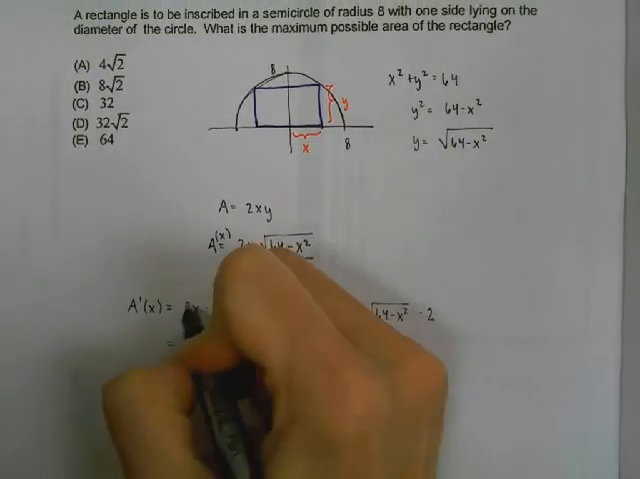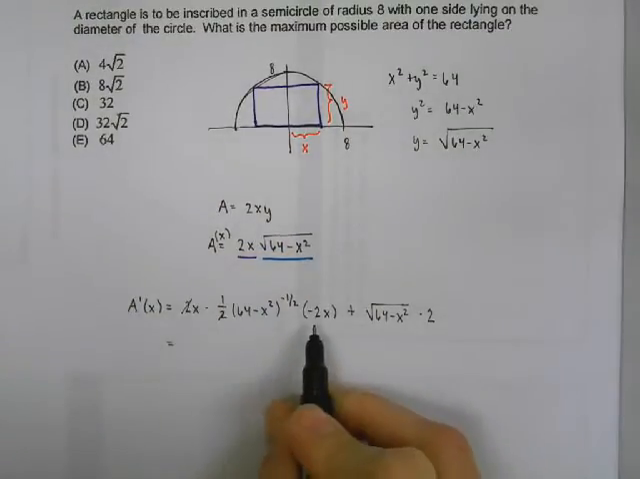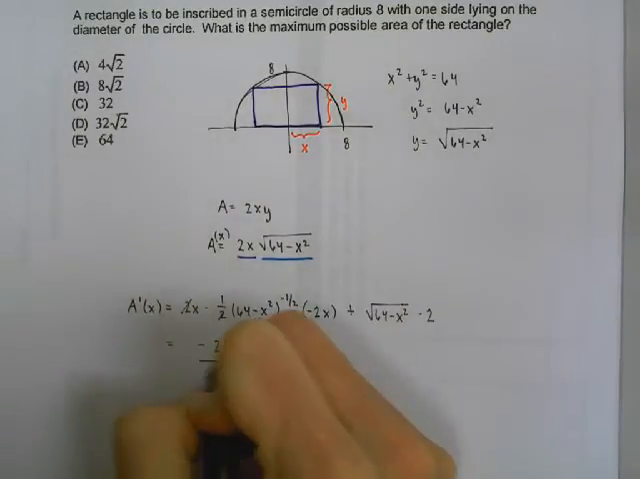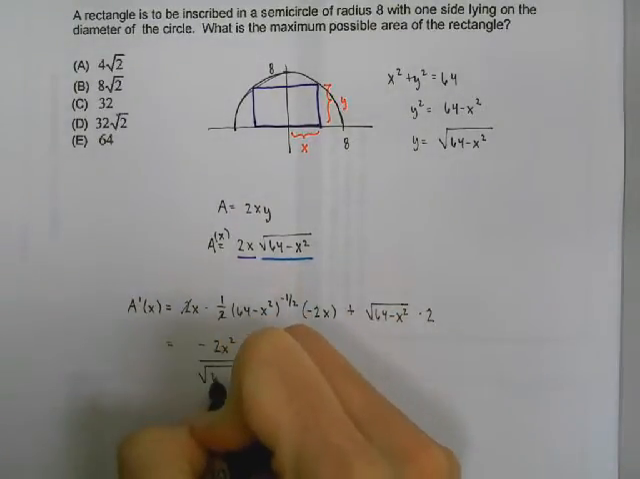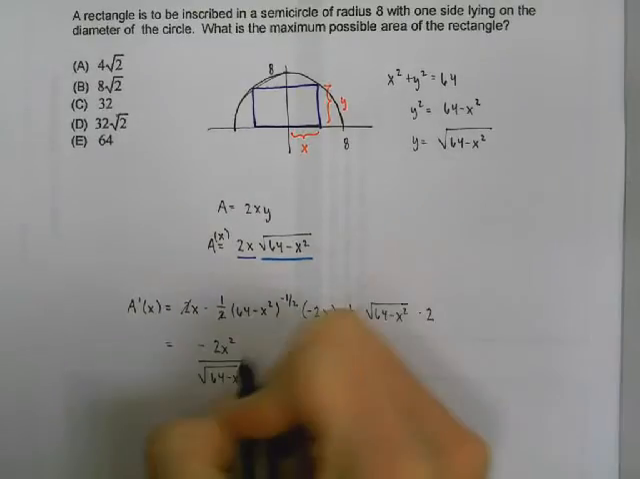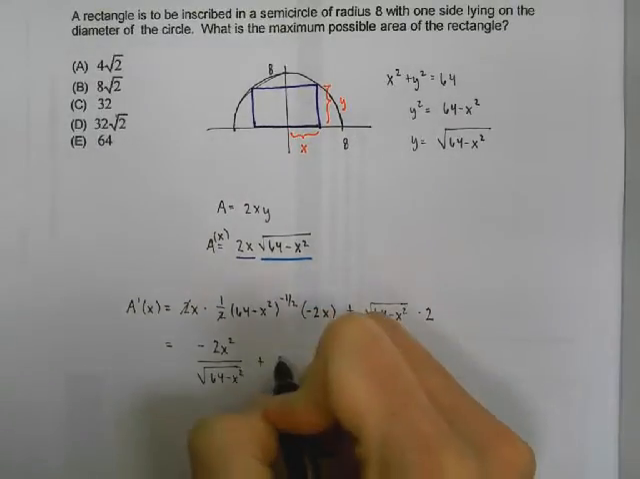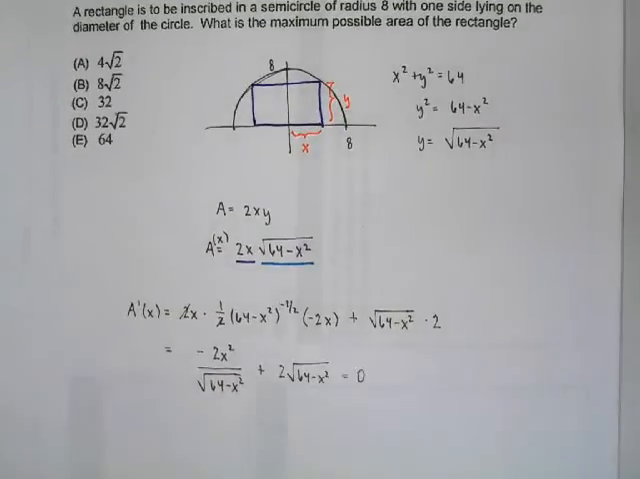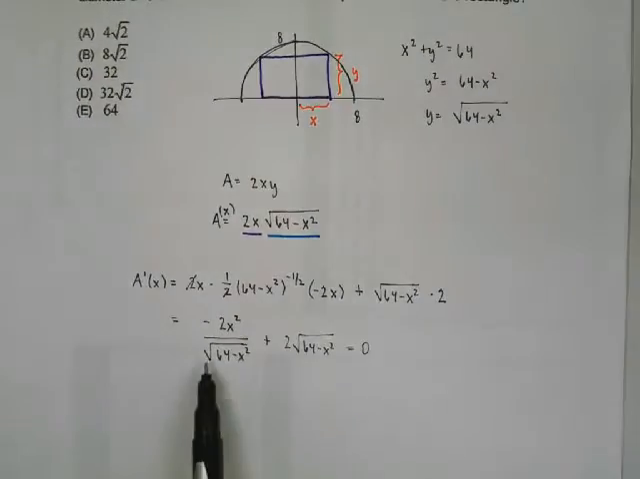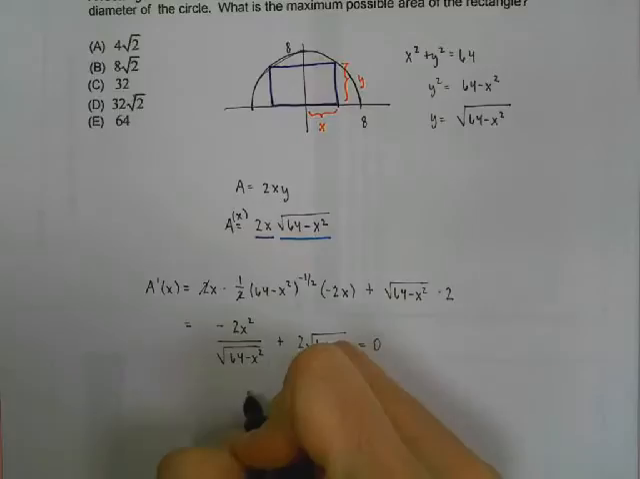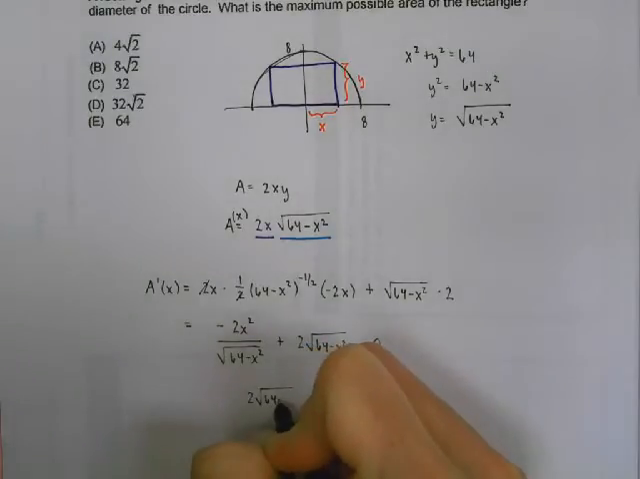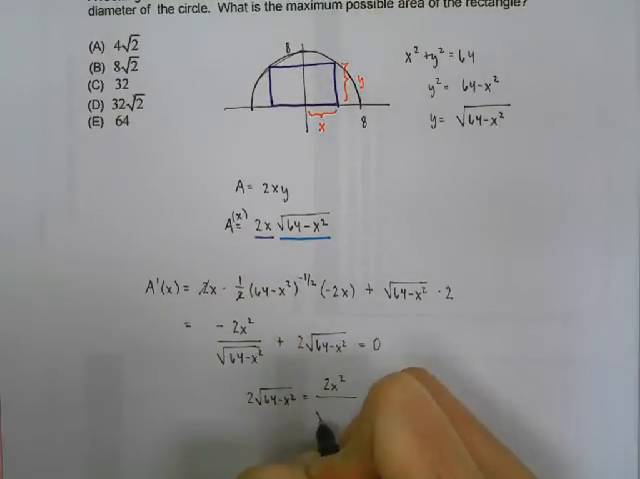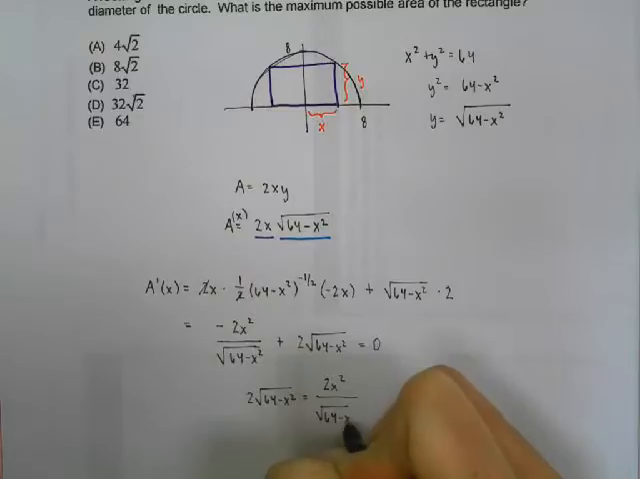So let's clean this up a little bit. I can cancel these here. So I'm going to have a negative 2x squared over the square root of 64 minus x squared plus 2 times the square root of 64 minus x squared. And I want to find out where that's equal to 0. So I'm going to just move this over to the right-hand side. So I get 2 times the square root of 64 minus x squared is equal to 2x squared over the square root of 64 minus x squared.